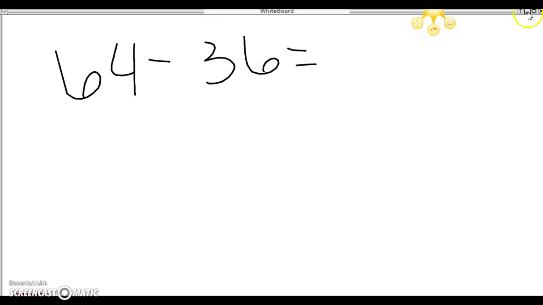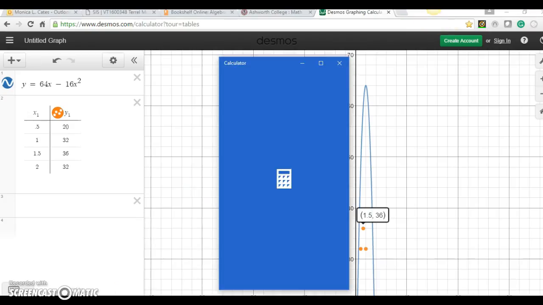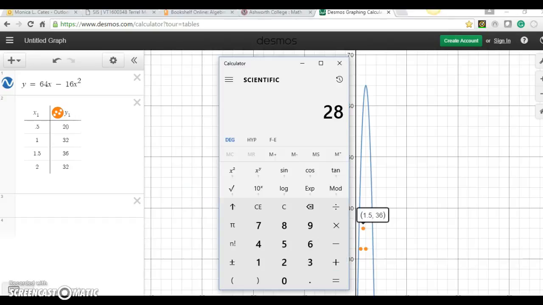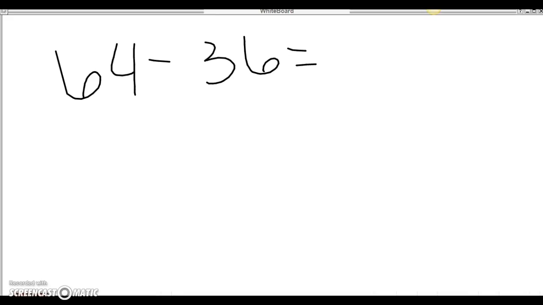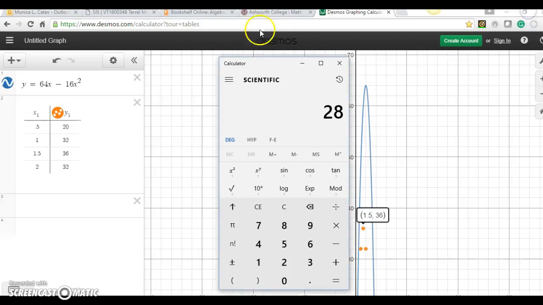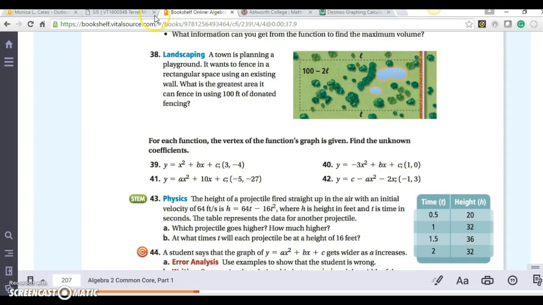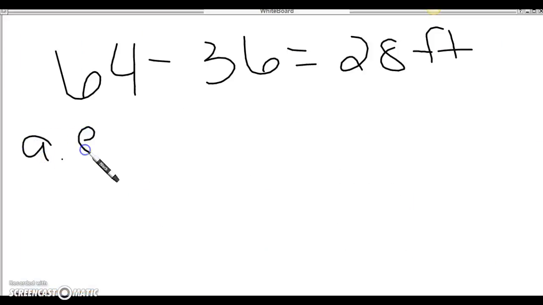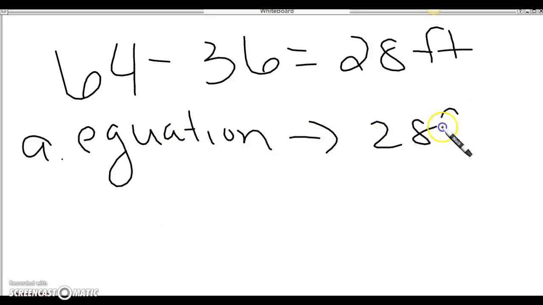And I can just use my calculator to see the difference there. I get 28, and I think it's in feet. I can verify that by looking back at the book just to make sure. Yes, feet. Okay, so it says which projectile is higher. The equation is higher. So for part A, equation, and how much higher? By 28 feet.